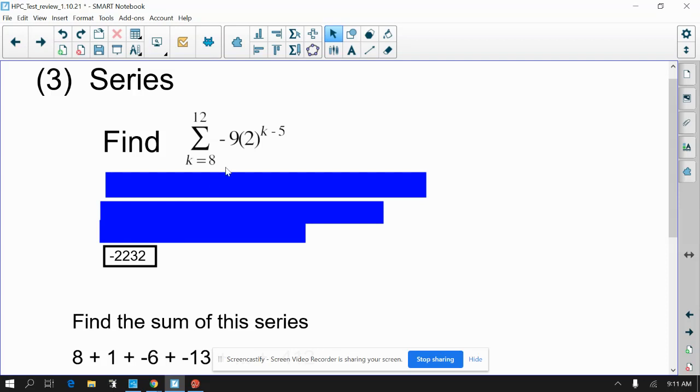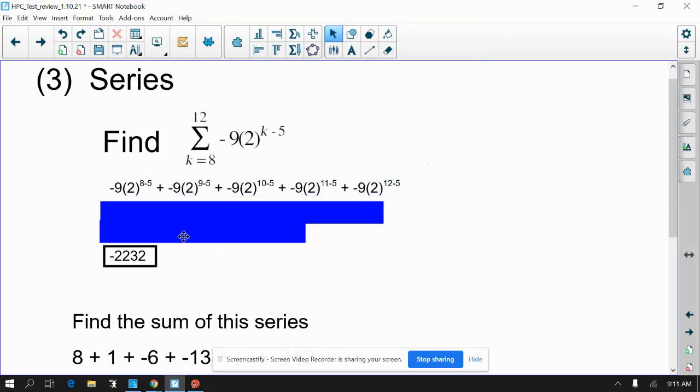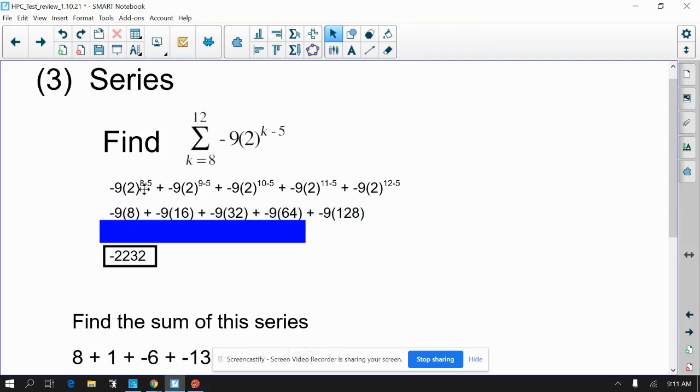Please, please, please. So you want to replace k with 8, and then with 9, and then with 10, and then 11, and then 12. So that's 5 terms, and then you just add them all up, because that's what the sigma means. So here I am showing my work. You replaced k with 8, 9, 10, 11, 12, and then the rest is just following the order of operations correctly. So 8 minus 5 is 3.